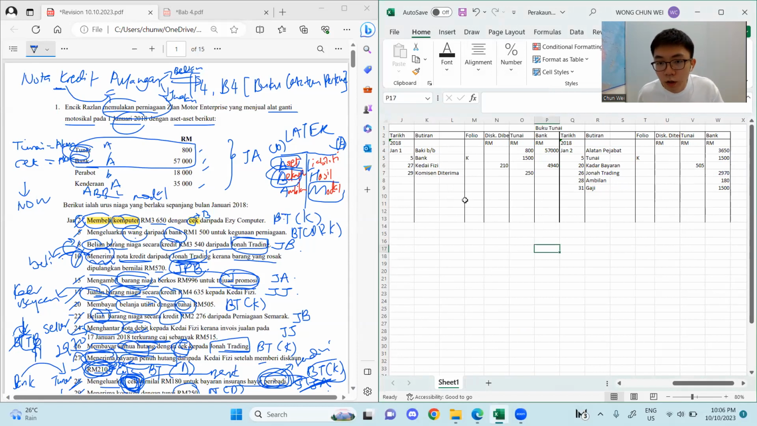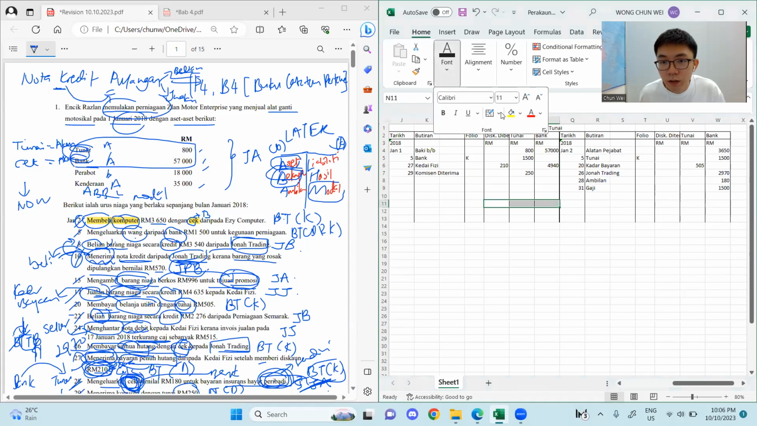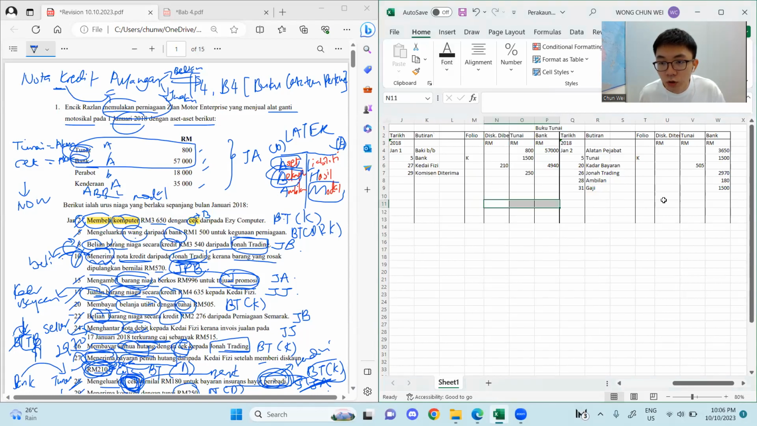Okay, so you just skip a line. After Gaji, Gaji is the lowest here, right? So you just skip one line, and then for these three items, discount delivery, then bank, draw the jumlah line, one line, double line, for debit and credit side. Okay, so for discount delivery and discount delivery, you can just straight away add up. So for discount delivery is 210, for discount delivery is 0, so you just leave it blank, all right?